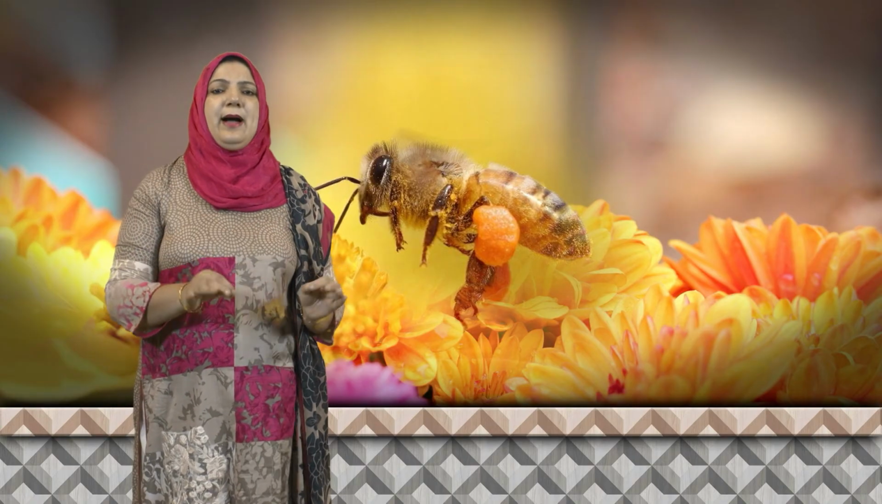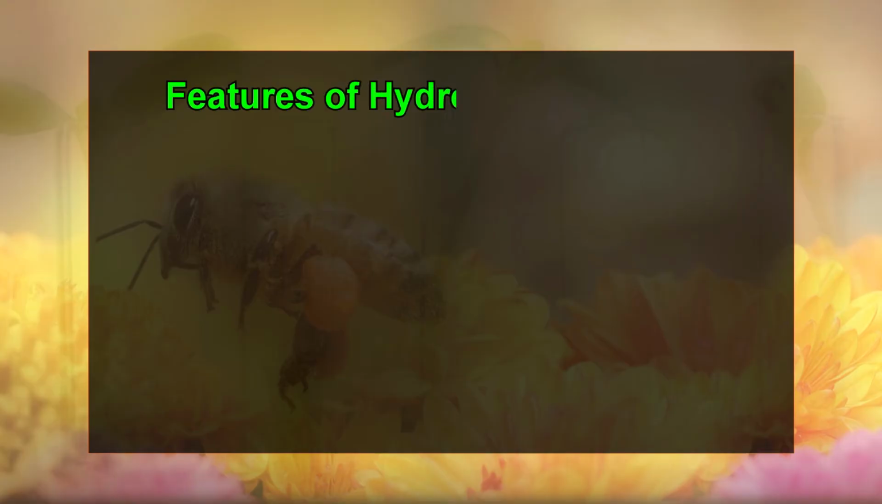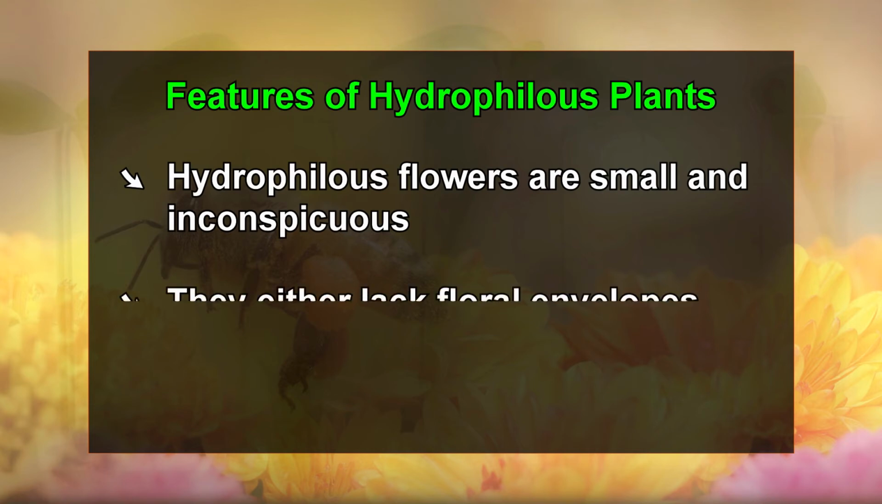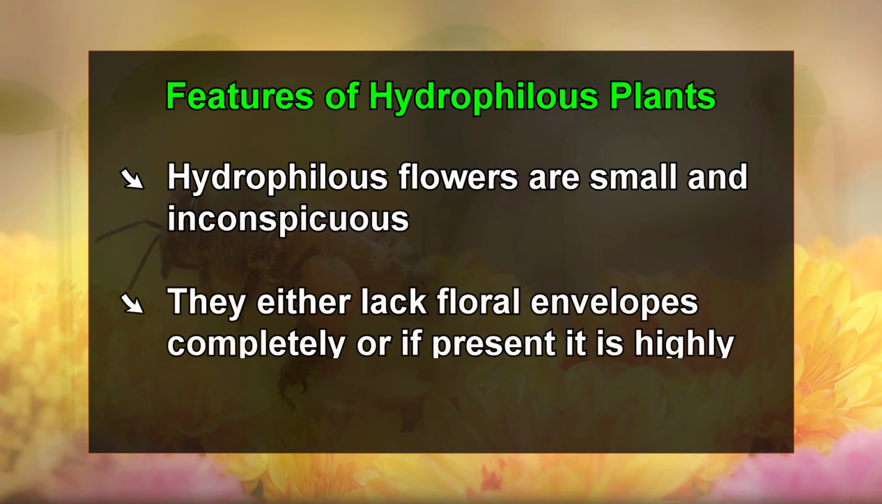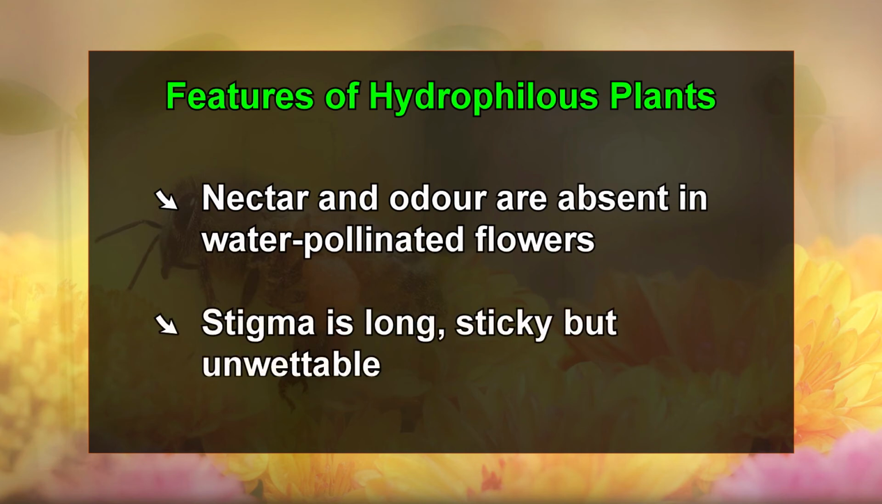It's rare among the hydrophytes, which are mostly pollinated by wind and insects. Hydrophilous plants are characterized by a few important features. Their flowers are small and inconspicuous. They either lack floral envelopes completely or, if present, they are highly reduced. Nectar and odor are absent in water pollinated flowers. Stigma is long, sticky but unwettable.